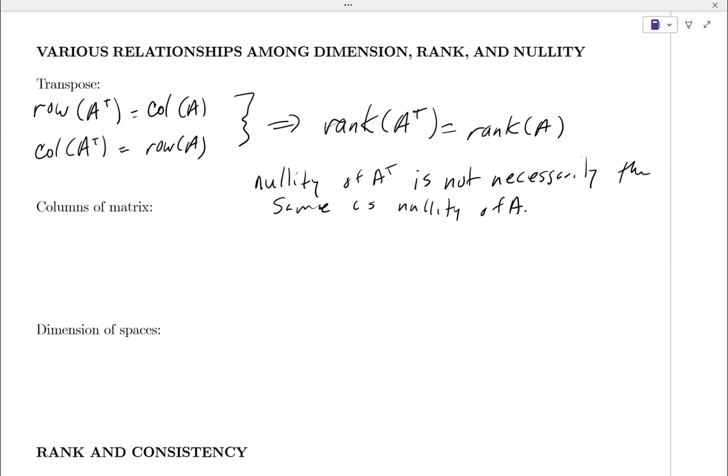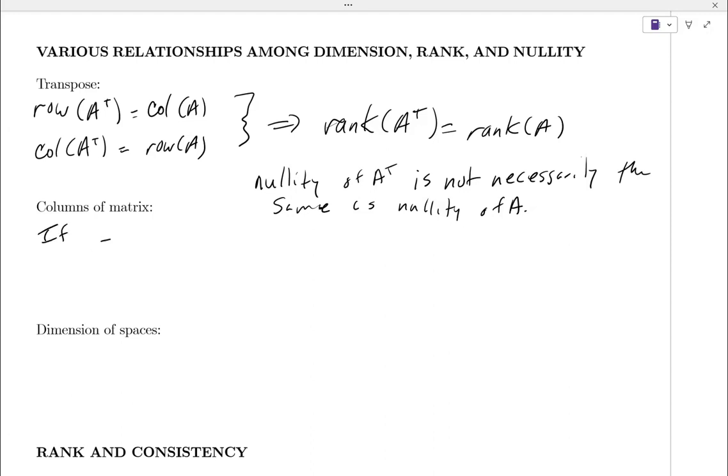All right. The next relationship we're going to talk about is how the number of columns of the matrix relates to rank and nullity. So again, your rank is the number of pivots that you have. Your nullity is the number of pivots that you don't have, right? If I add those two numbers together, I have to get the number of columns in my matrix. So your rank is the number of pivot columns, your nullity is the pivot-less columns. Add those two together, you get the number of columns. So that's the relationship we're looking for here.